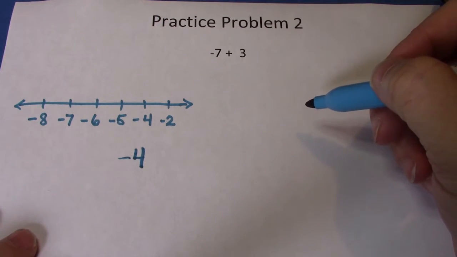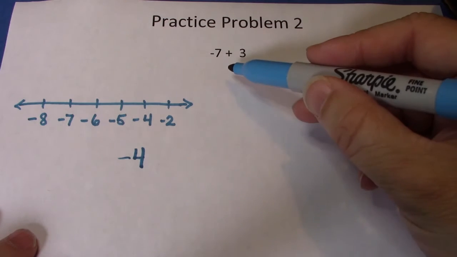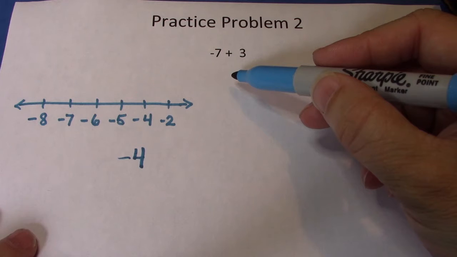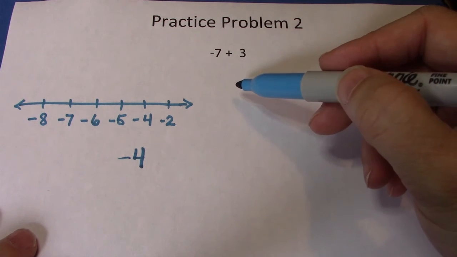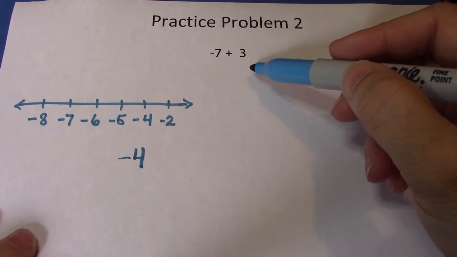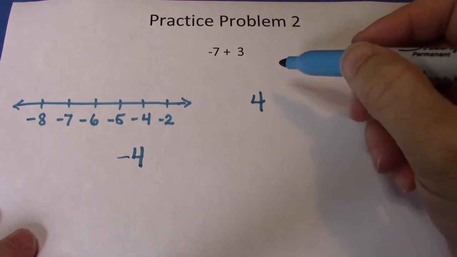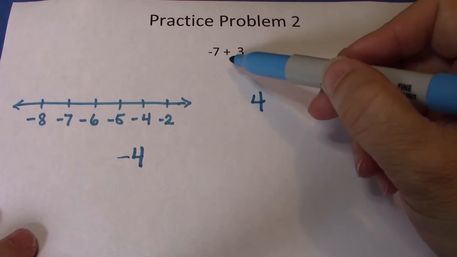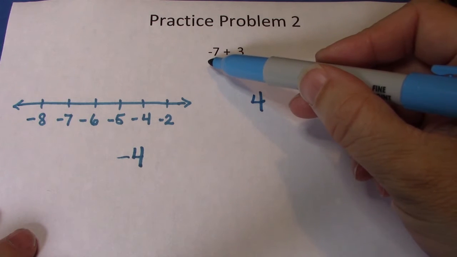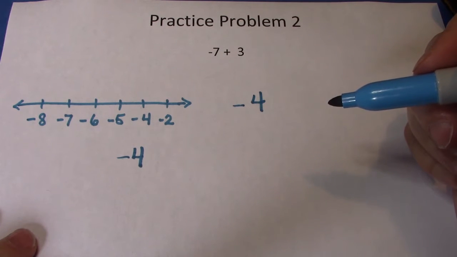Or, doing the same problem with rules, we are doing addition and the signs are different. So we're going to subtract the bigger number, which in this case is 7, minus the smaller. 7 minus 3 is 4. And then we look at the signs. Which one was the sign of the bigger number? That was negative. So the answer is negative 4.